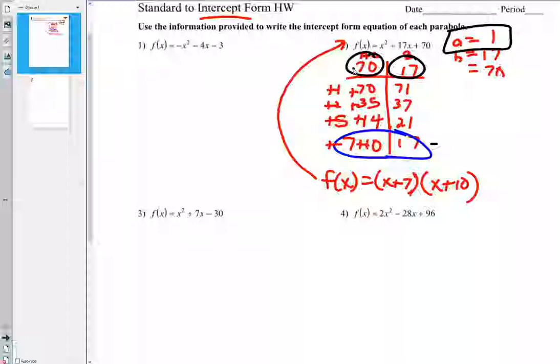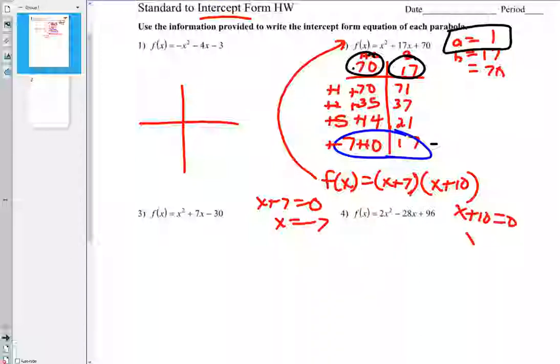This is where we would cross the x-axis. If I were to draw a graph, if I say x plus 7 equals 0, and I solve, I get x is negative 7. If I say x plus 10 is equal to 0, and I solve, I get x is negative 10. So I know that this would cross the x-axis somewhere here, wherever negative 10 is, and then somewhere here, wherever negative 7 is.